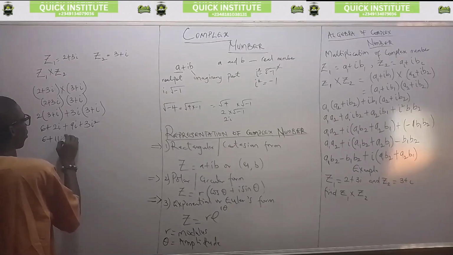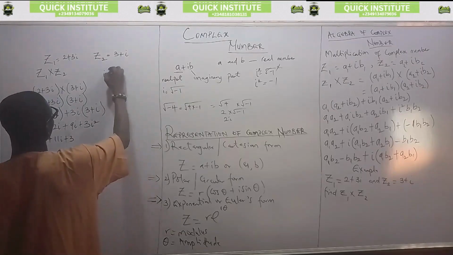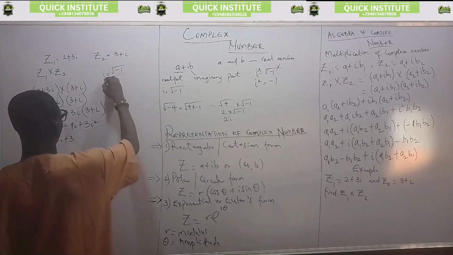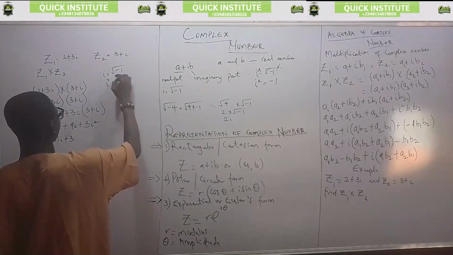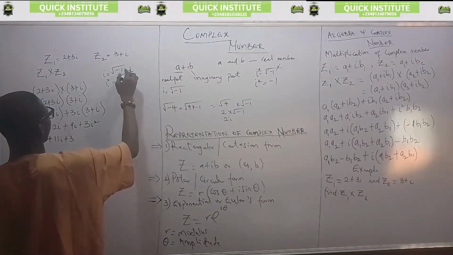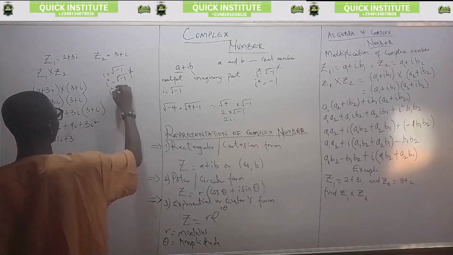11i plus 3i squared. Remember that I said i equals root of minus 1, and i squared is root of minus 1 all squared. So the square can cancel the root. So we have i squared is minus 1.